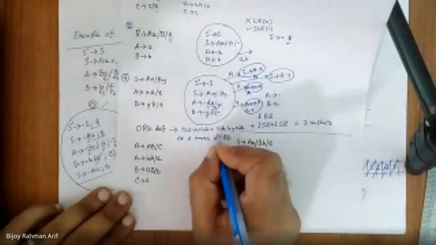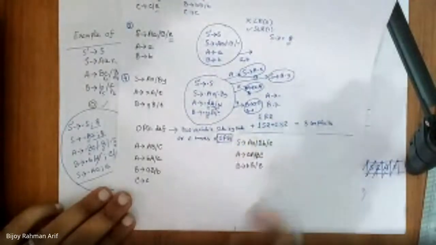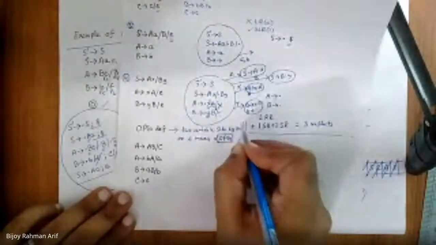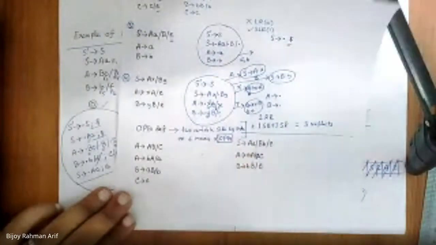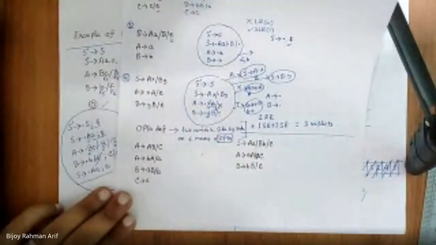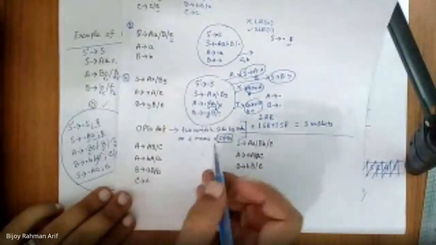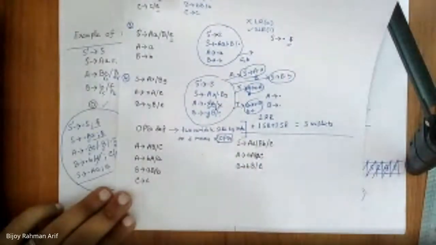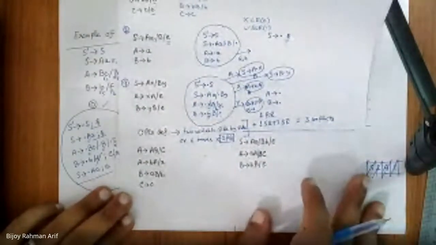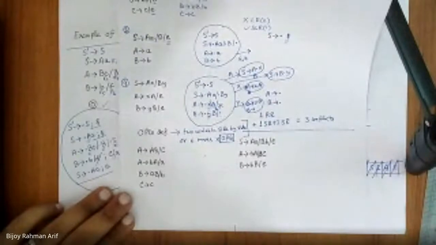Many people made mistakes here. I am really surprised. Maybe they got confused. Epsilon means epsilon moves there. So two variables side by side or epsilon moves, it is not operator precedence grammar. Okay? Done? Yes, sir.